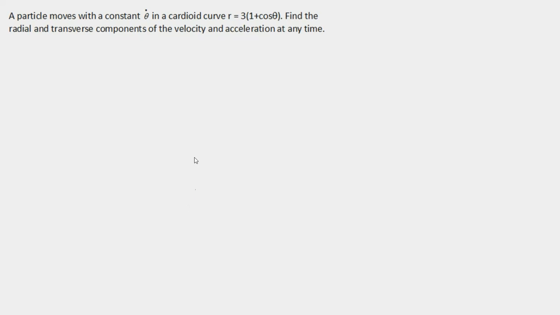A particle moves with a constant theta dot in a cardioid curve r equals 3 (1 plus cosine theta). Find the radial and transverse components of the velocity and acceleration at any time. Remember that the first thing we have to do is to write the r equation, derive r dot, r double dot.